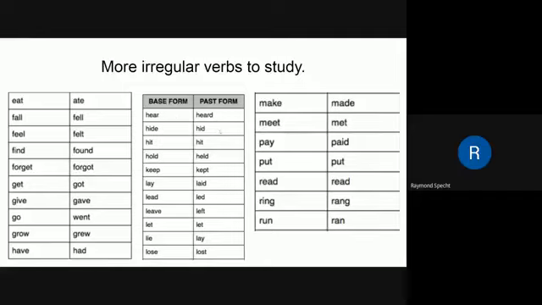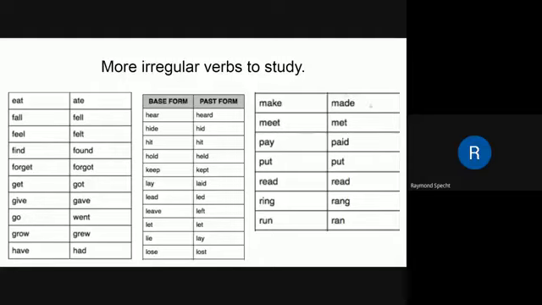Hide, hid. Hit, hit. Hold, held. Keep, kept. Lay, laid. Lead, led. Leave, left. Let, let. Lie, lay. And the last one, lose, lost.